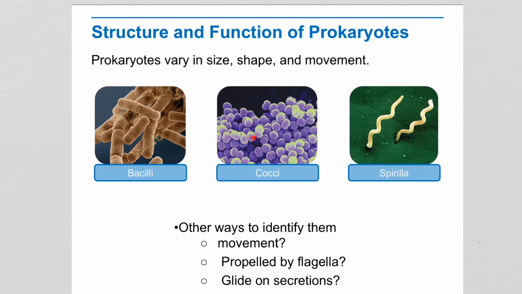Some of them have the shape of what's called cocci. Isn't that a fun word to say? But basically, those are all round circles. This one is a spirilla. It has a little more of a corkscrew shape. So we do identify prokaryotes by things like size, shape, and movement.